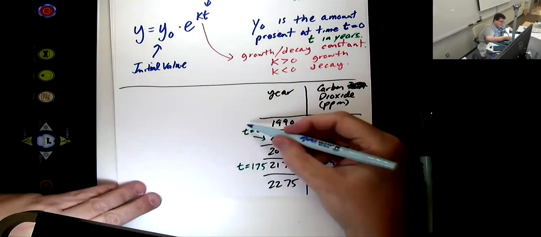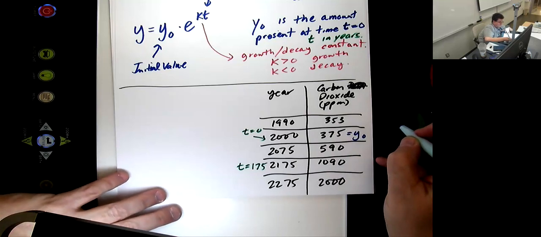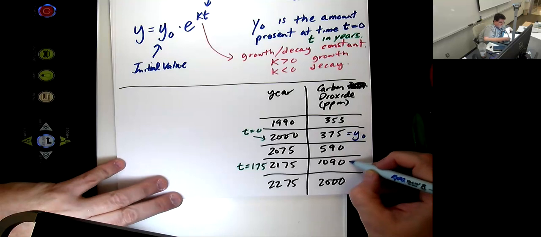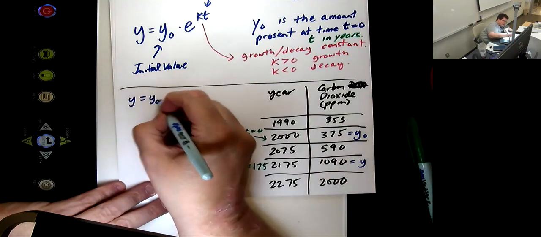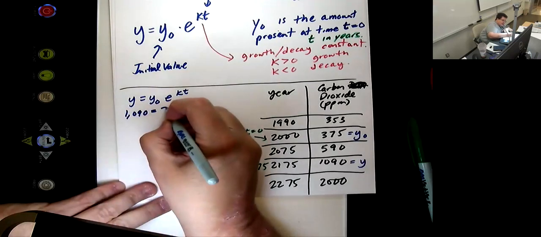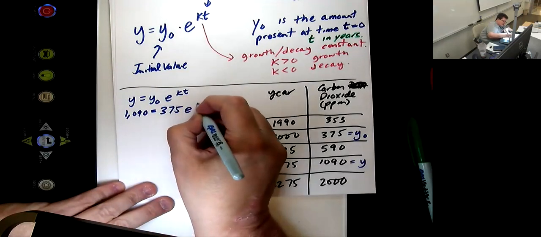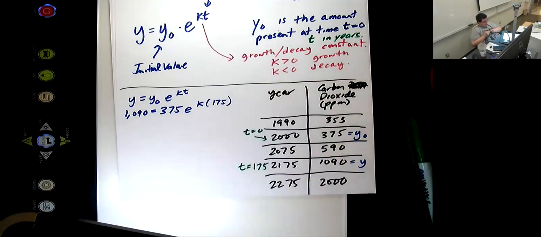So if this is t equals 0, that makes this y0. And when t equals 175, this is just y. So I've got y equals y naught e to the kt. 1090 equals 375 e to the k times t, where t is 175. So I'm pulling information from those 2 years. If I chose different years, the k is probably going to be a little bit different, but it should be about the same no matter which year I choose.